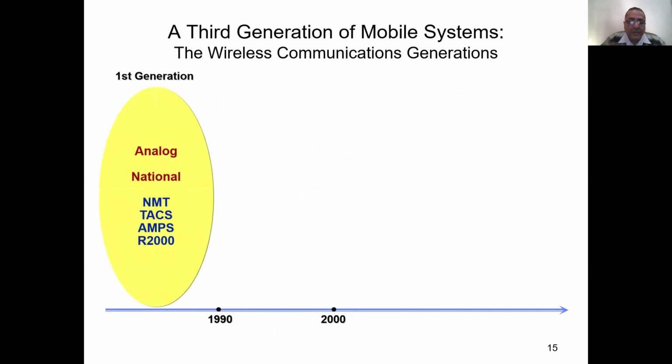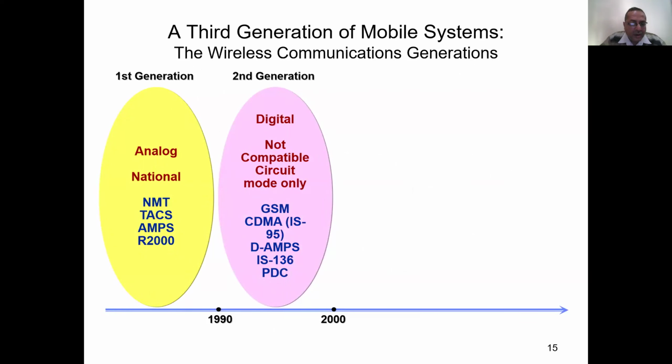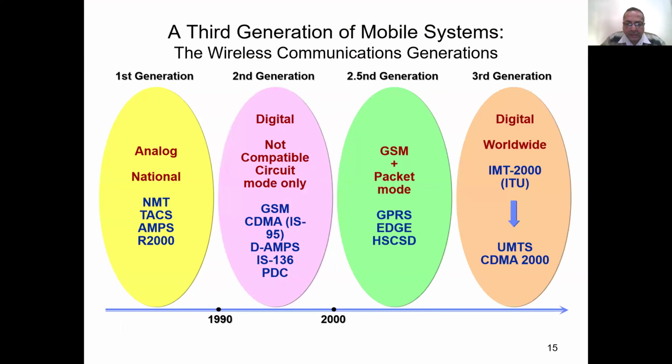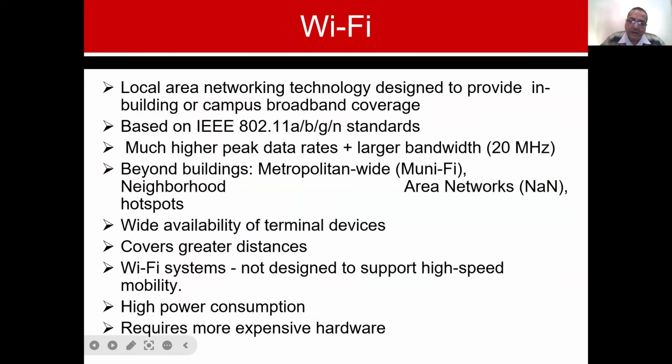So if we look at how the generations started, you can see the first generation was totally analog, which started around the 1990s. Then digital came into the picture between 1990 and 2000. Around 1995 it was GSM. CDMA technology was there. Then after that, we had the packet mode, which is called GPRS, then UMTS, which is now used at a much faster rate.